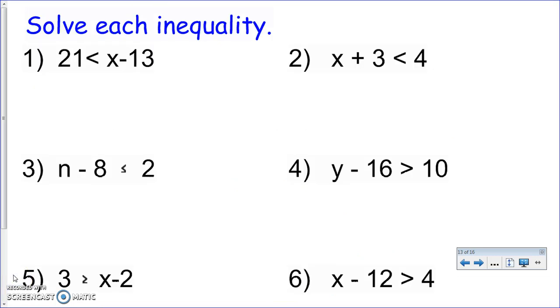Now we're going to apply those same skills to solving inequalities. Because they're just a different type of number sentence, we can use the same strategy to get the variable by itself, because we have to do that before you can graph each inequality.